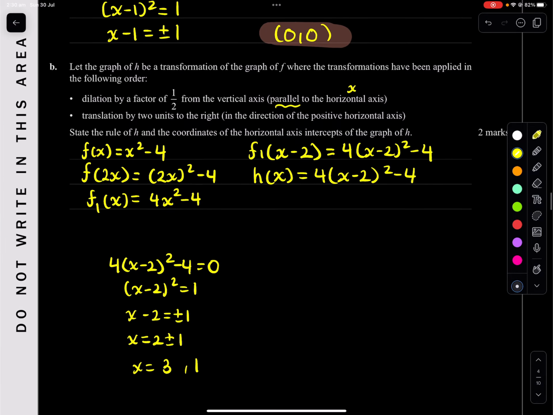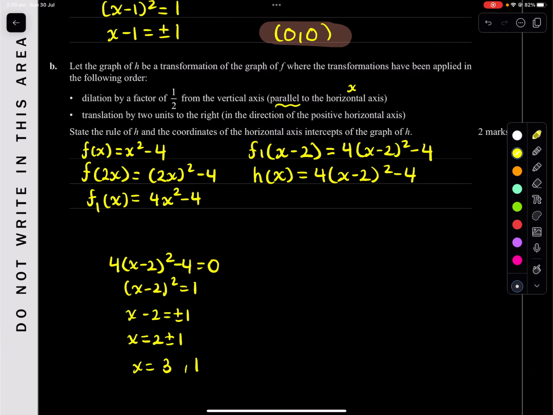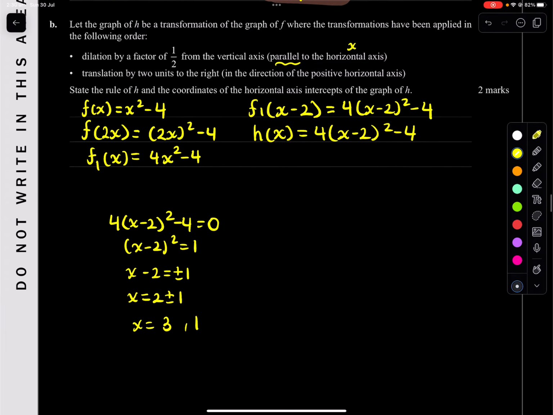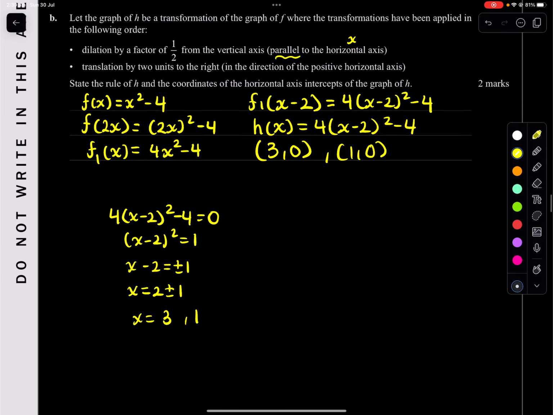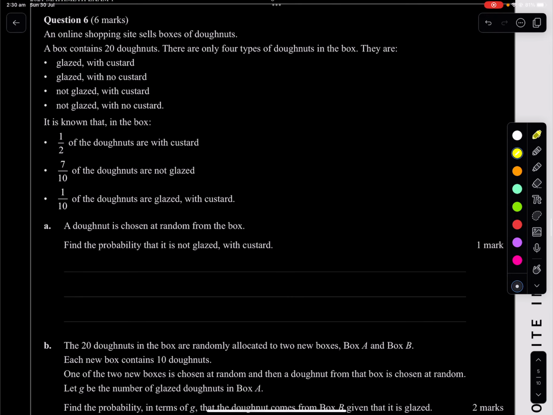Okay, so set the rule and find the coordinates of the horizontal axis. Because these are your intercepts, it will be (3, 0) and (1, 0). Okay, perfect.